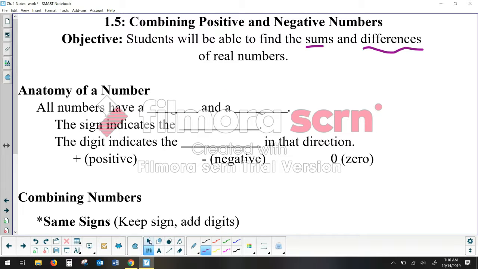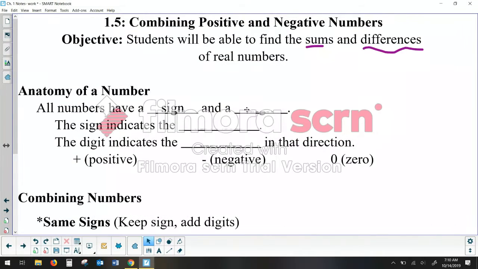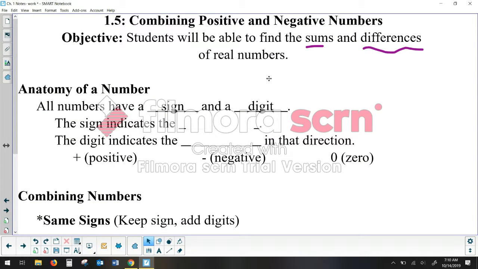So we know our numbers always have a sign and they have a digit. They have a sign and a digit. That sign tells us the direction from 0 we go, and that digit tells us the distance in that direction we go.